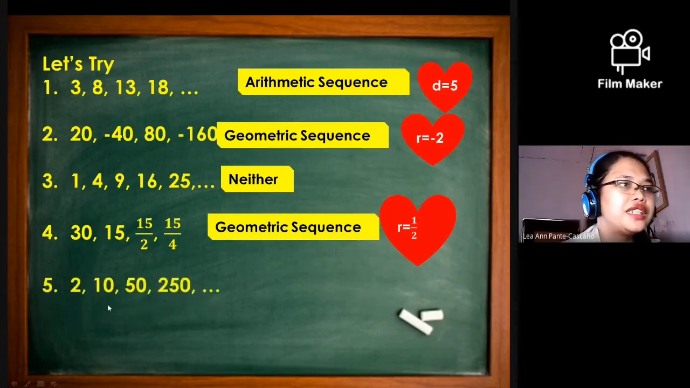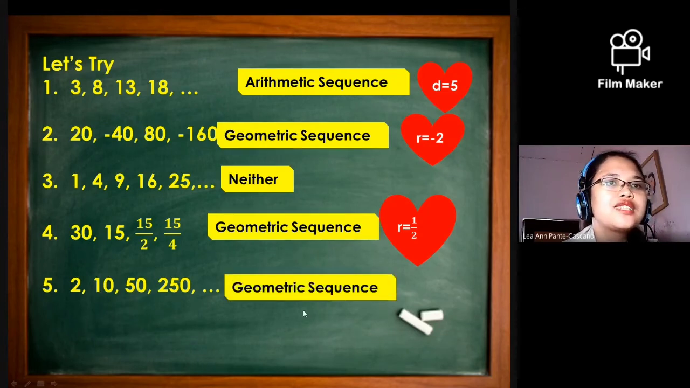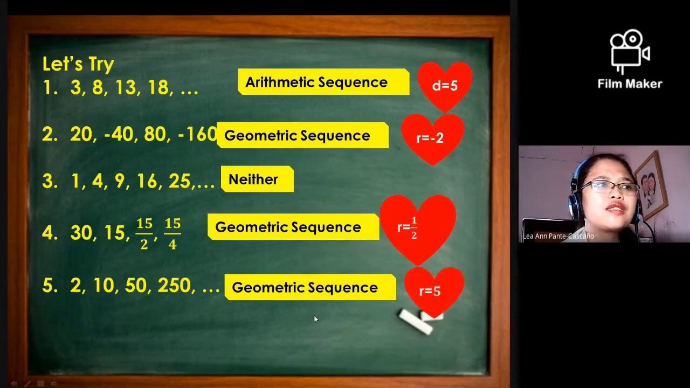Let's have this one. 2, 10, 50, 250. This one is geometric sequence. Ano po kaya ang ating common ratio? The common ratio here is 5. 5 times 2 is 10. Times 5 again is 50. Times 5 is 250. This one is geometric.